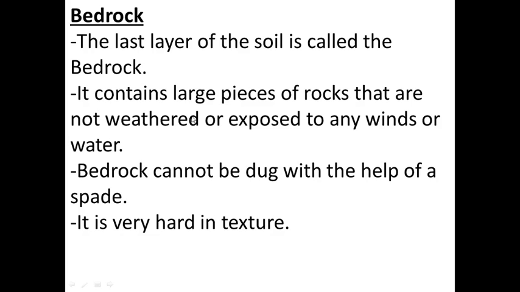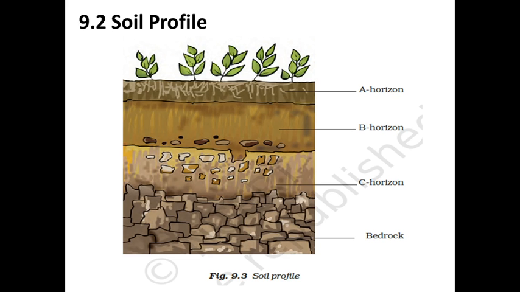See, it contains large pieces of rocks that are not weathered or exposed to any winds or water. As above the bedrock, many layers are there, so that wind or the flowing water cannot reach this bedrock, and the bedrock cannot be dug with the help of a spade because it is very hard in texture. The stones are there, the hard rocks are there. Understood about this? Understood? Okay, so 4 layers we have learned in the soil profile. I hope that you have understood all the things that I have taught.